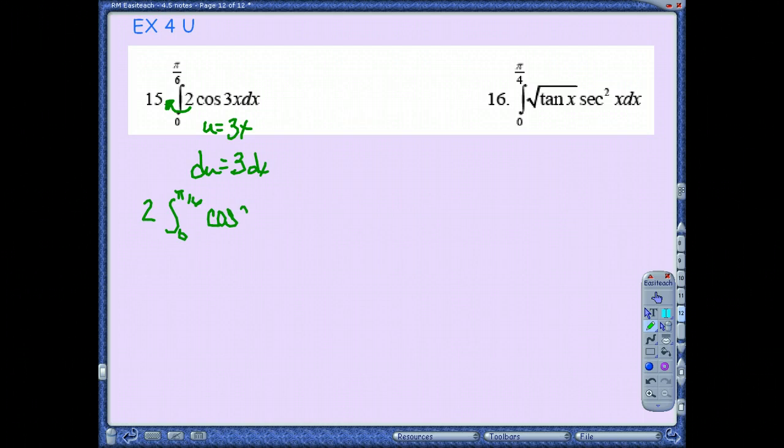So now we have cosine of 3x dx. I need the 3, so I'm going to put the 3 in. I'm going to counteract that with the 1/3. Don't try to do everything at the same time because it gets all tangled up.